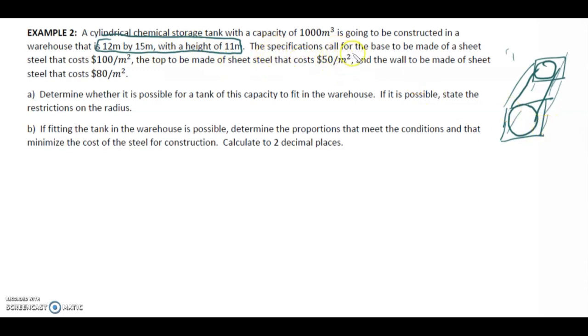The specifications call for the base to be made of a sheet of steel that costs $100 per meter squared. That's obviously area because it's meter squared. So let's list this. The base is $100 per meter squared. The top is to be made out of sheet steel that costs $50 per meter squared, and the walls are to be made of sheet steel that costs $80 per meter squared.